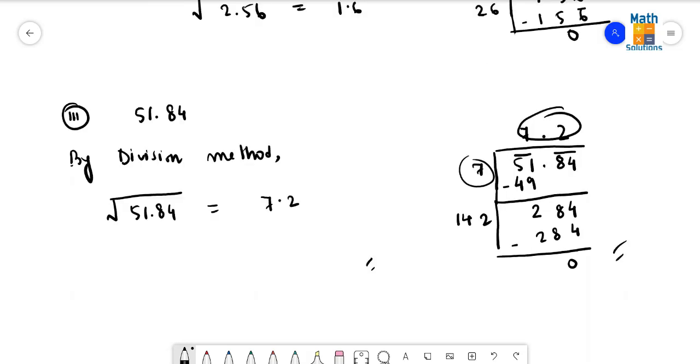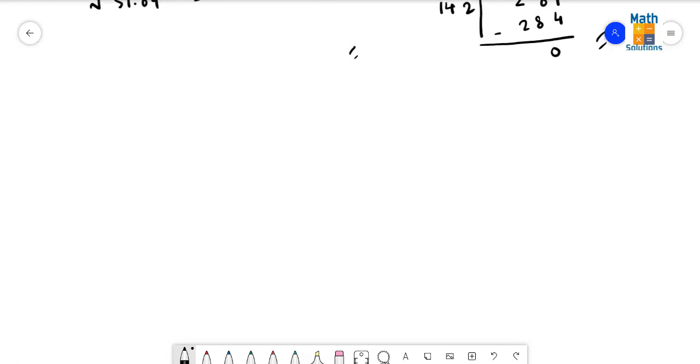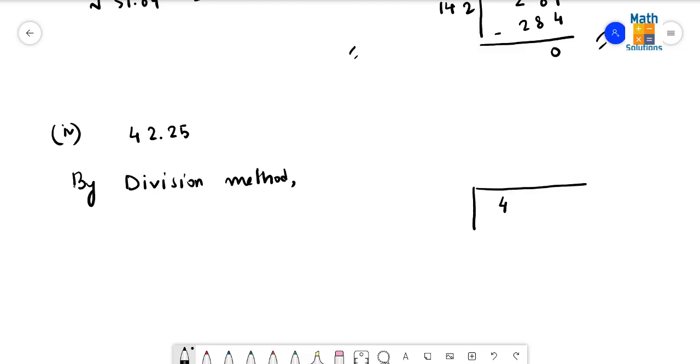Next, let's take another one. I'm taking Roman 4. Here in this case, the given number is 42.25. So I'm going to write here by division method. Let's proceed with division here. 42.25. From this end we shall have to do pairing. Before 42, what square number do we get? Of course it is 36.